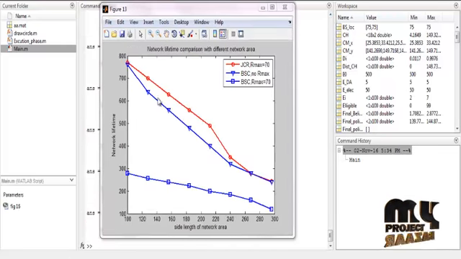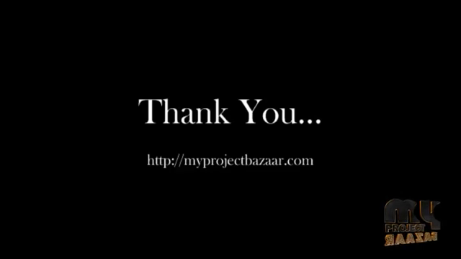So this is the final graph. In this final graph, the network lifetime comparison with different network areas, that is the JCR with Rmax equal to 70 and the BSC with Rmax equal to 70. This is the network lifetime against the side length of the network area. So these are the running procedures for the product. Thank you for listening to this video.